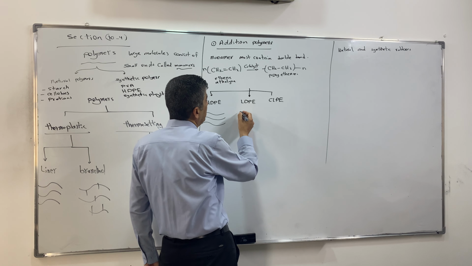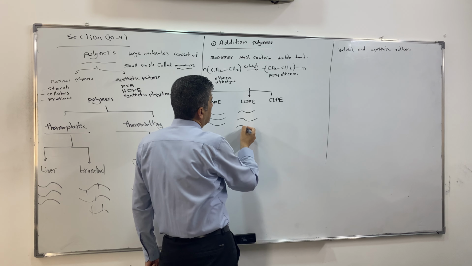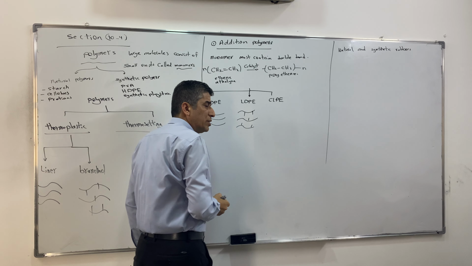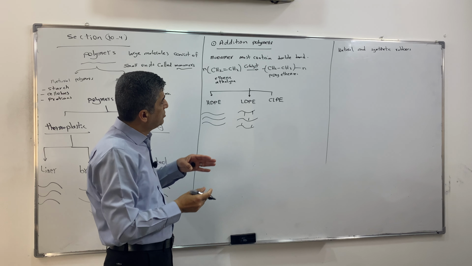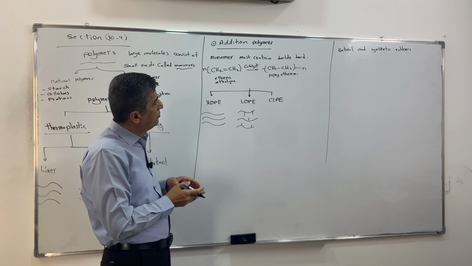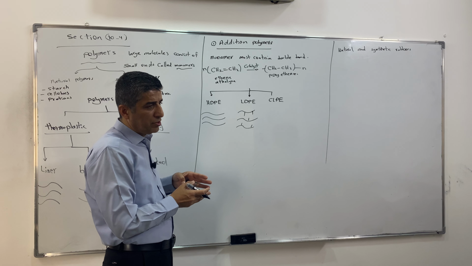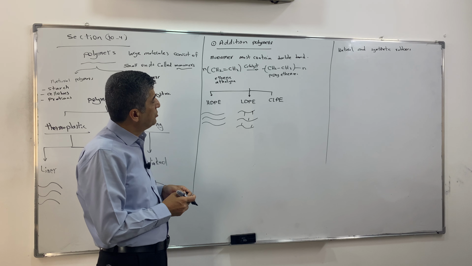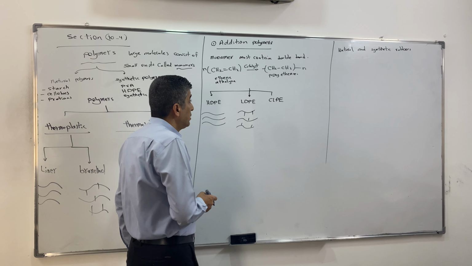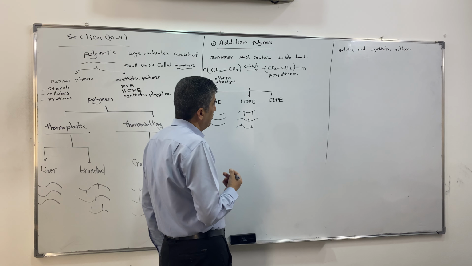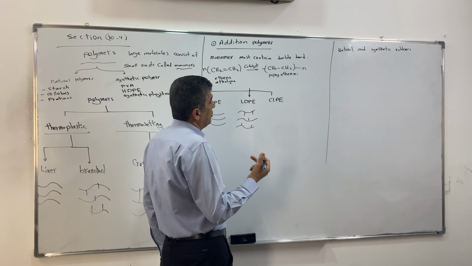But LDPE has branches between the chains of the polymer. The branches lead the polymer chains to be far away from each other, and then we have low density polyethylene, which is used in plastic bags, very soft.